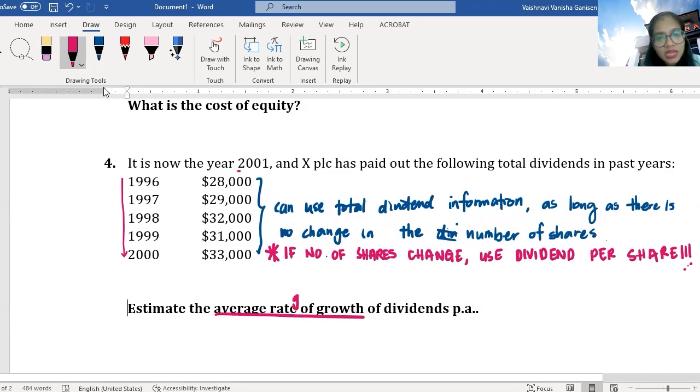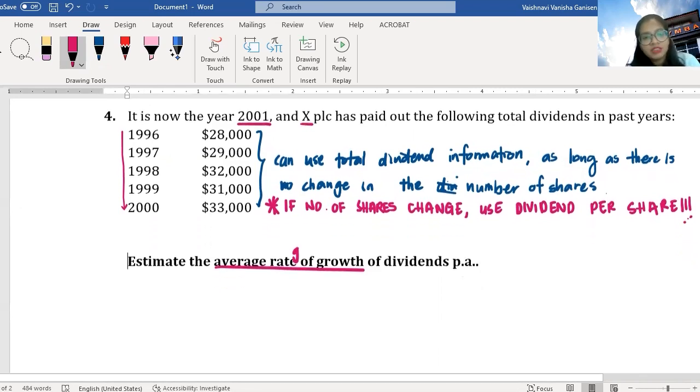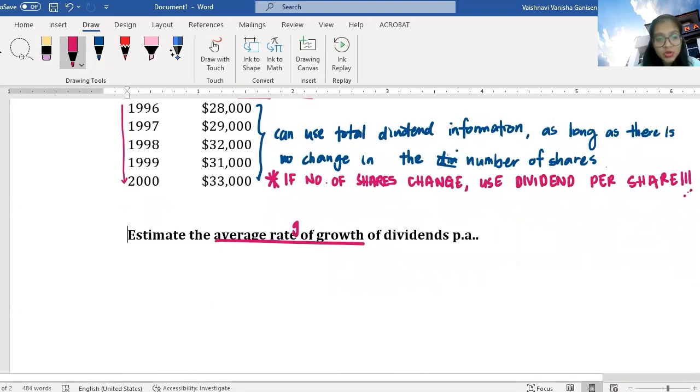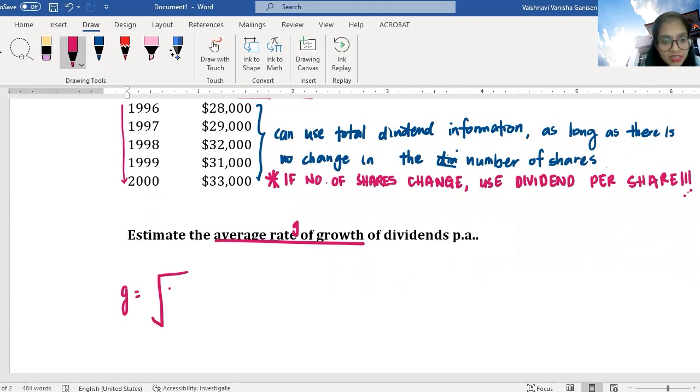It is now 2001. XPLC has paid out the following dividends in the past year. So 1996 up to 2000. So this is the total number of dividend. The moment he does this, guys, you know you must use historical growth model. The most recent dividend is 33,000. The oldest dividend is 28,000, minus 1. Please don't forget the power of.